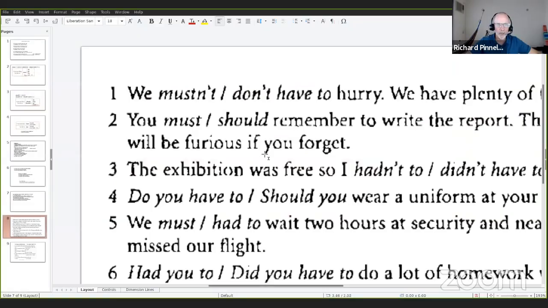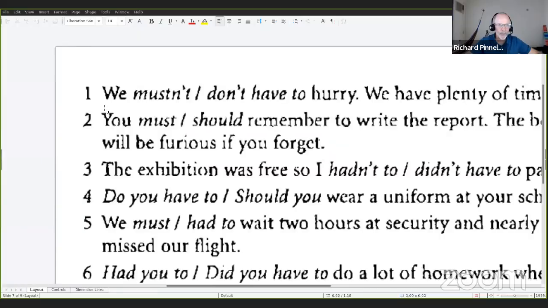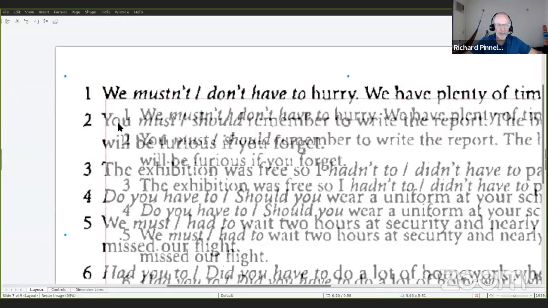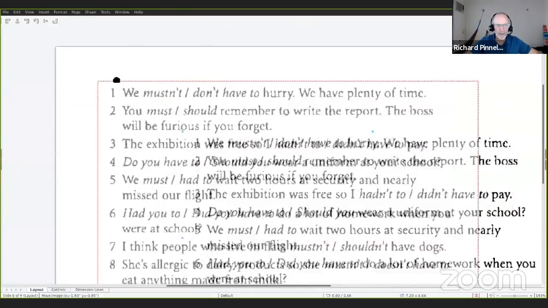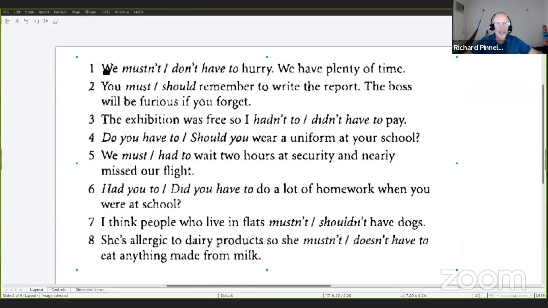Creo que tengo algunas preguntas. If we can see them. Aquí en esos, lo que tenemos que hacer es, en cada frase tenemos uno que es correcto and tenemos dos opciones. We mustn't or we don't have to hurry. We have plenty of time. ¿Cuál es correcto? We mustn't hurry. We have plenty of time. Or we don't have to hurry. We have plenty of time.